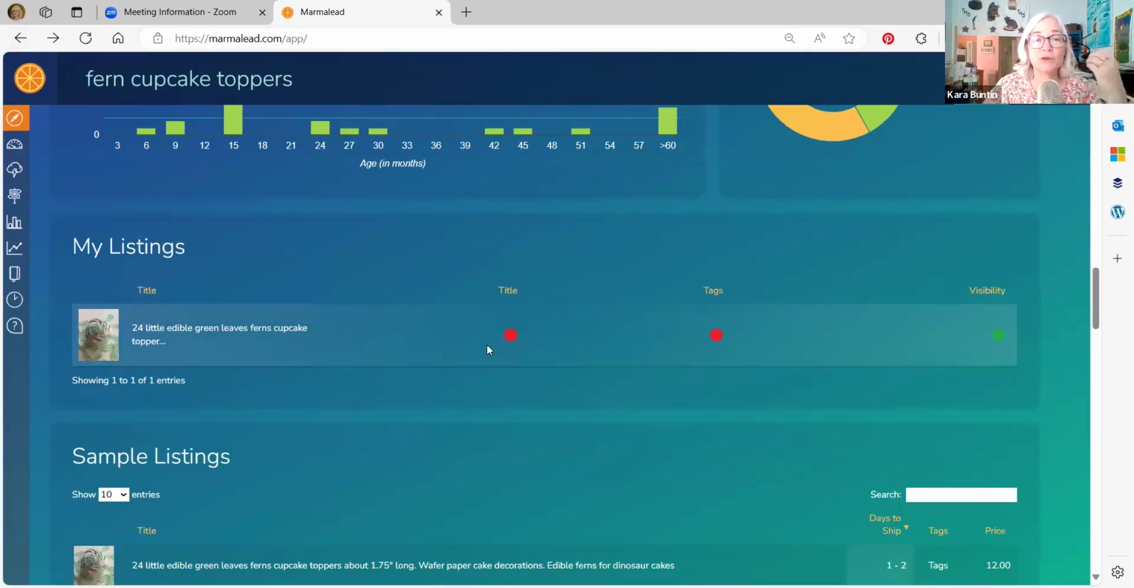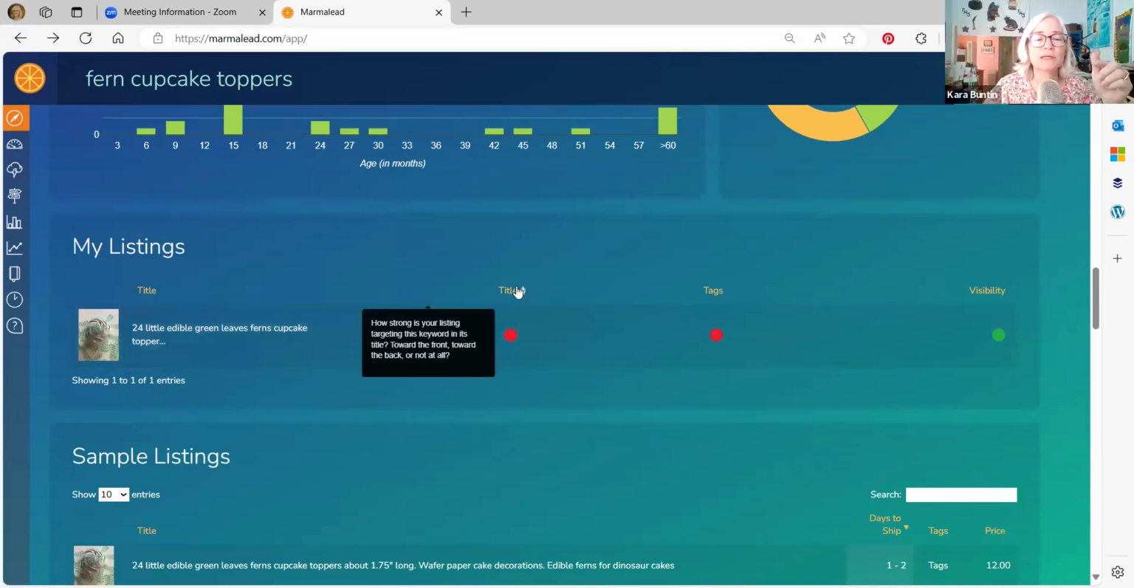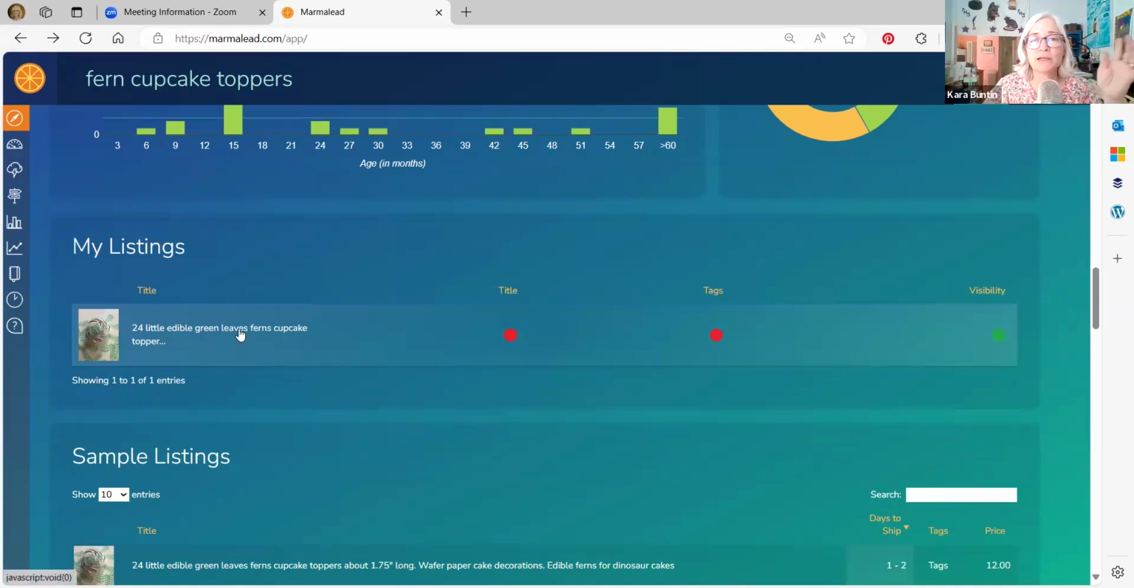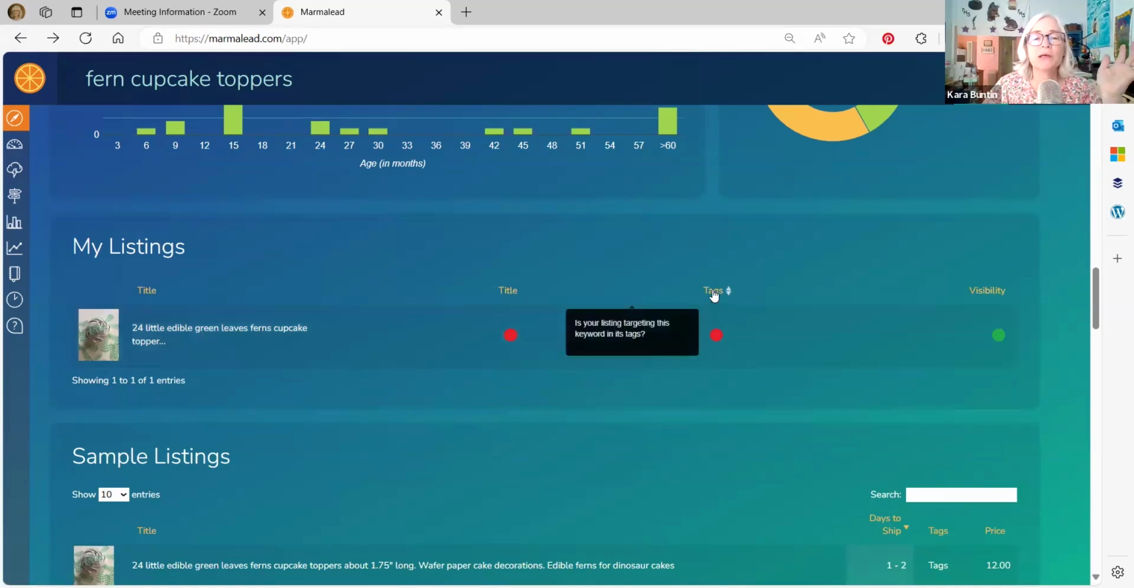Okay. So again, use your brain, look at what this is saying, hover over it, see what it says, and then look at your title and decide if you need to change it. I don't. Is your listing targeting this keyword in its tags? I think this might be a leftover because you don't really need to do that. So I'll point that out to Gordon because it's not really something you need to worry about anymore.